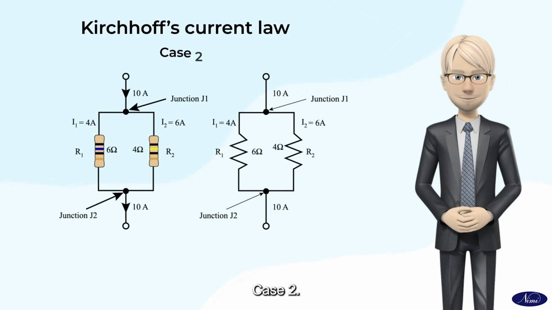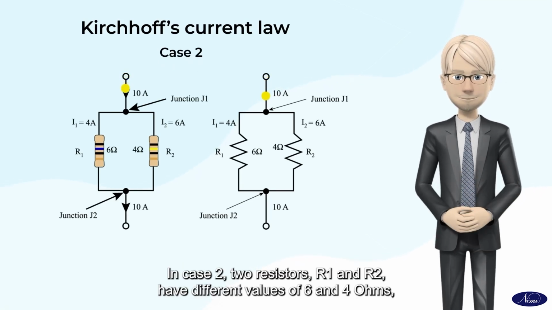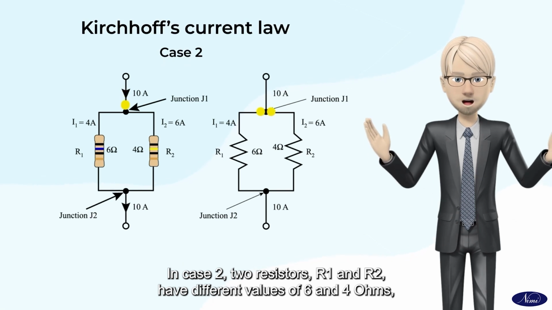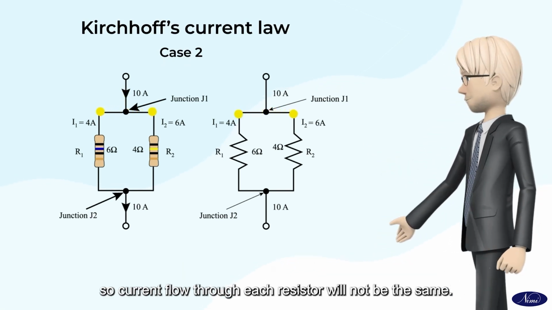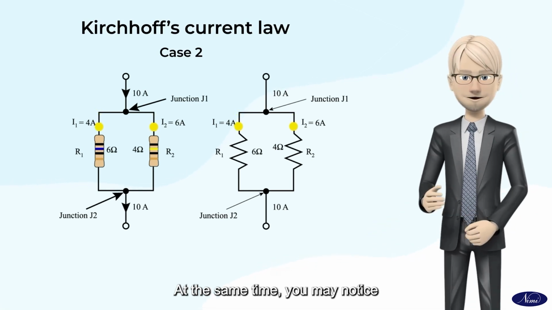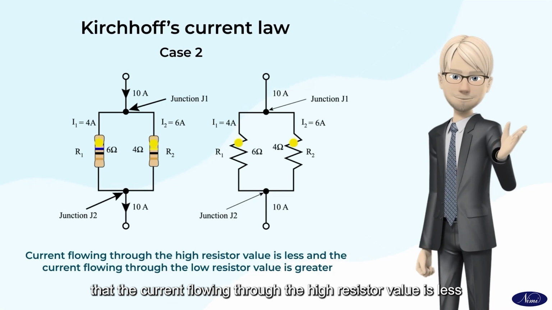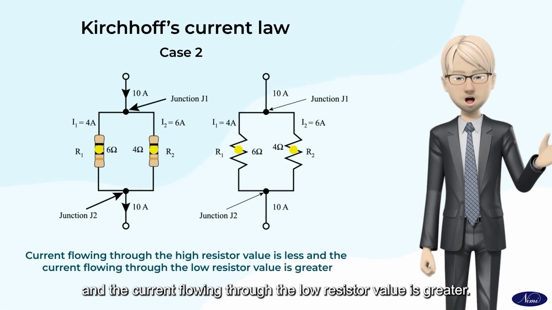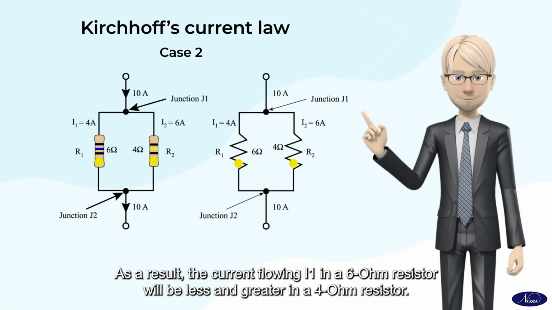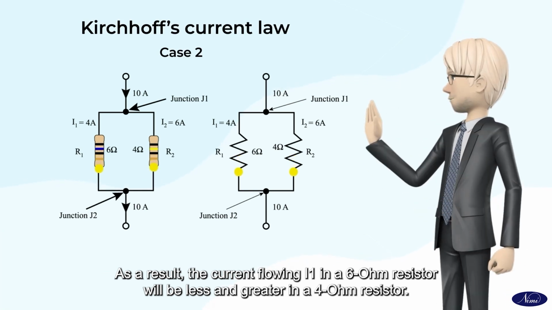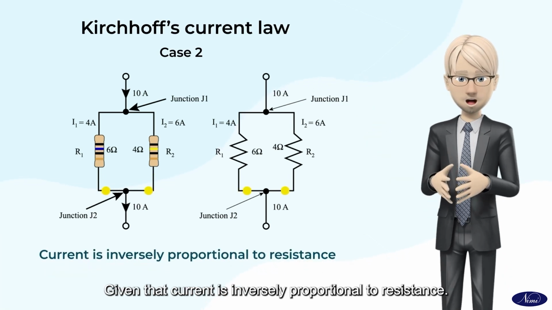Case 2. In case 2, two resistors R1 and R2 have different values of 6 and 4 ohms, so current flow through each resistor will not be the same. At the same time, you may notice that the current flowing through the higher resistor value is less and the current flowing through the low resistor value is greater. As a result, the current flowing I1 in a 6 ohm resistor will be less and greater in a 4 ohm resistor, given that current is inversely proportional to resistance.